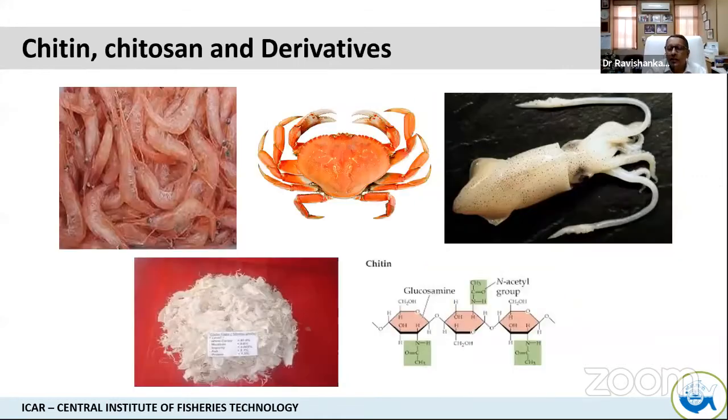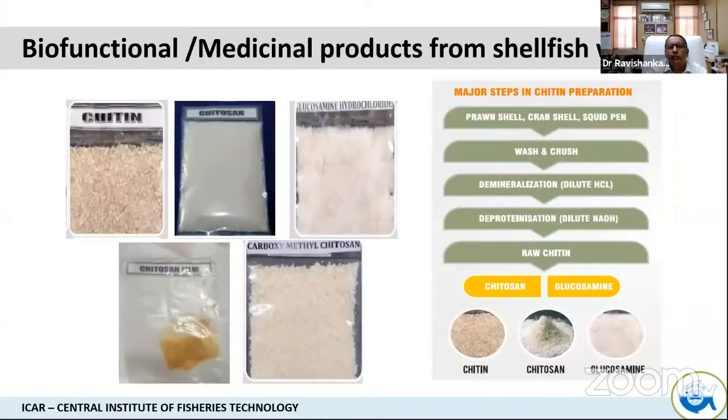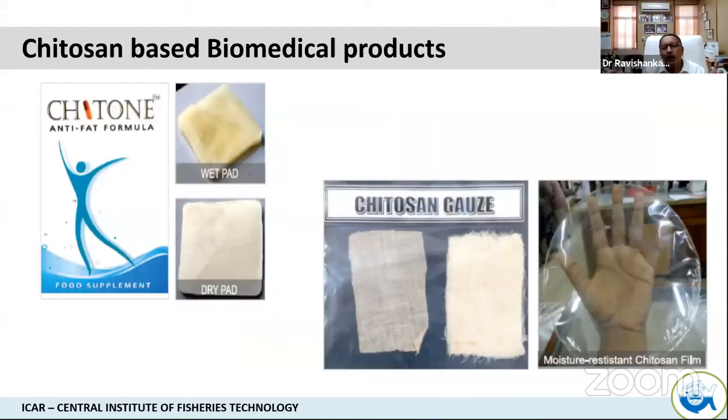You see the chitin, chitosan derivatives. You're talking of biofunctional medicinal products. You see chitin, chitosan, glucosamine, a lot of products. And when I'm talking of biomedical application, it can be used as a surgical gauze. And periodontal application, I'll tell you, friends, a lot of work has been done in the dental application. Chitosan, many things. And all these automatically have wound healing. Wound healing is another property.